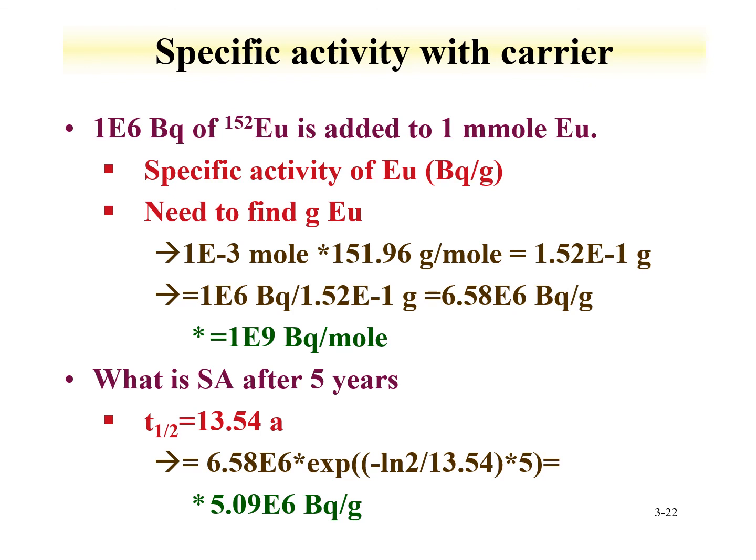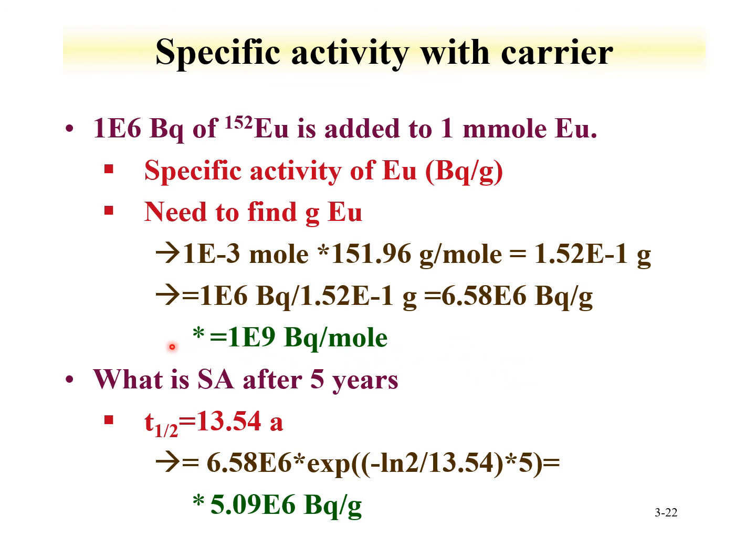So now if I counted a sample and I knew the counts, I could use that to determine the grams of europium that I recovered. I could also state, well, if I have 1 times 10 to the 6 becquerels divided by 1 times 10 to the minus 3 moles, I get 1 times 10 to the 9th becquerel per mole. So I can also evaluate the europium concentration in terms of moles.